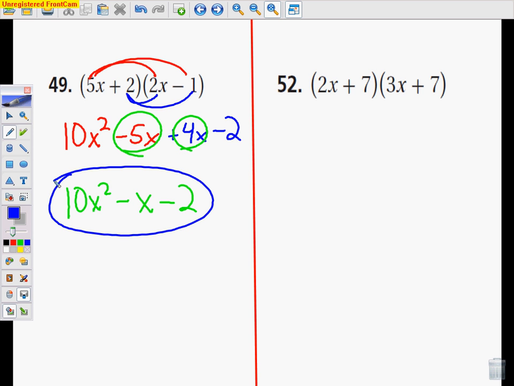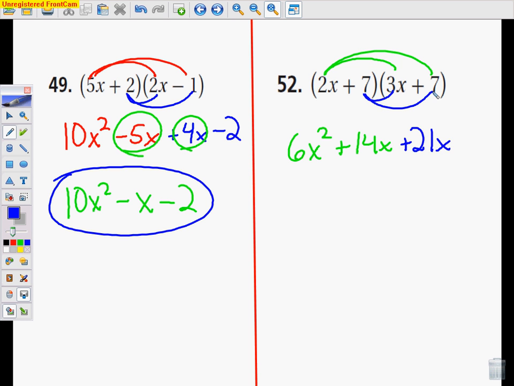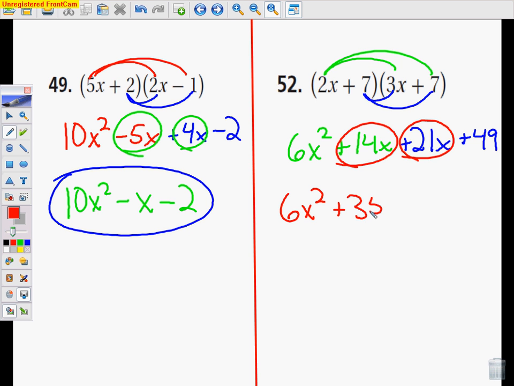All right, same thing in number 52. We're going to distribute this 2x into the next parentheses. So 2x times 3x, that is 6x squared. 2x times 7, that's going to be 14x. Then we'll distribute that 7. 7 times 3x is 21x. 7 times 7 is 49. Combine our like terms, which are the positive 14x and the positive 21x. So we drop down this 6x squared. 14x plus 21x, that is positive 35x. And then drop down that positive 49. All right, and there's our answer.